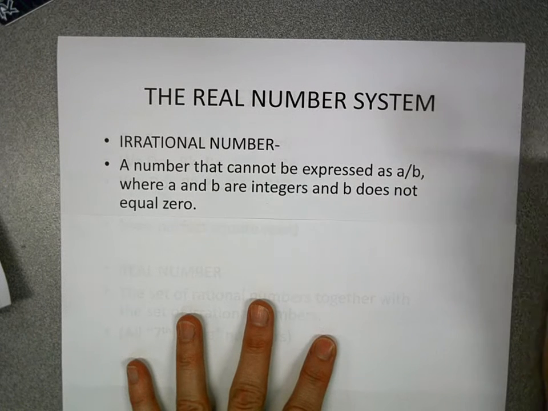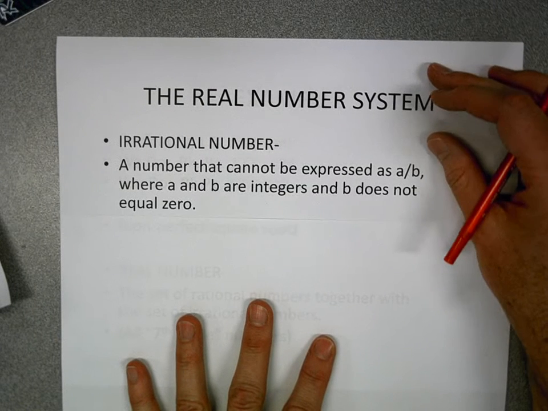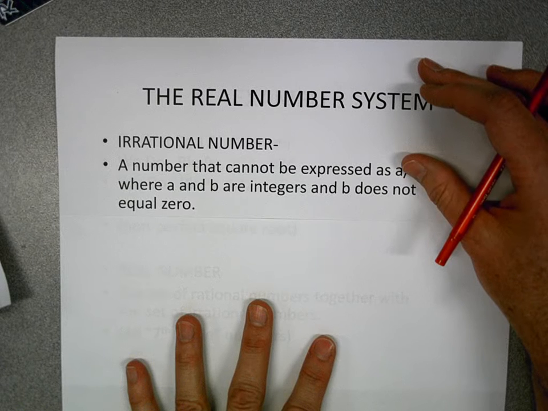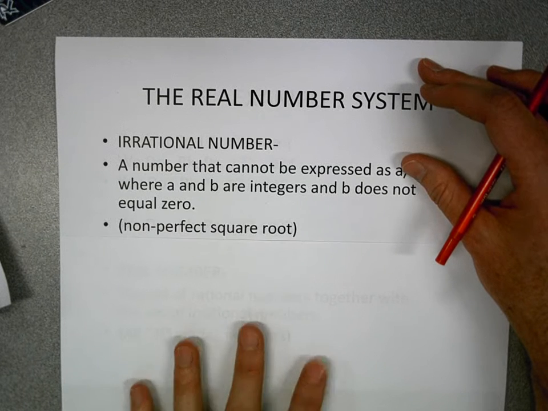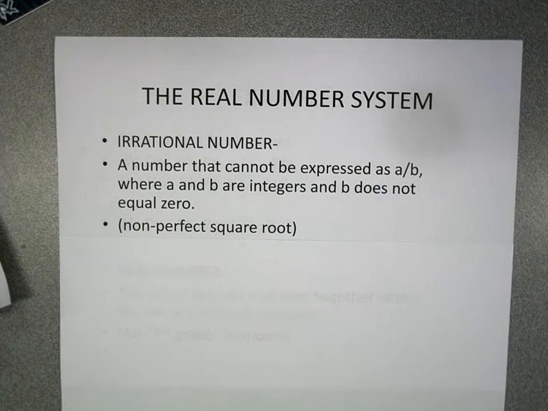We'll talk more about this in a bit, but here is something to put over in your little box there. A non-perfect square root. Talk about square roots. A non-perfect square root, like the problems where we've had to estimate, those are considered irrational numbers.